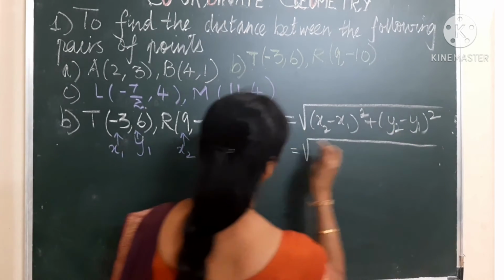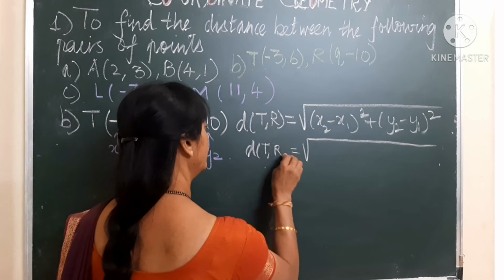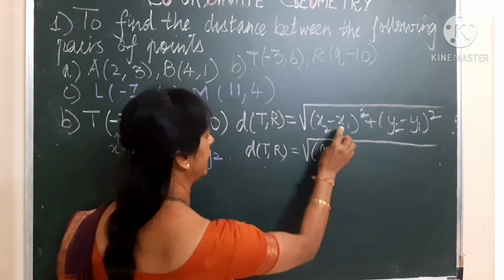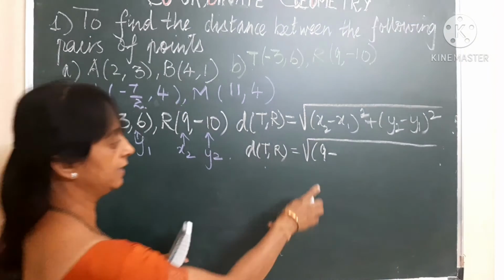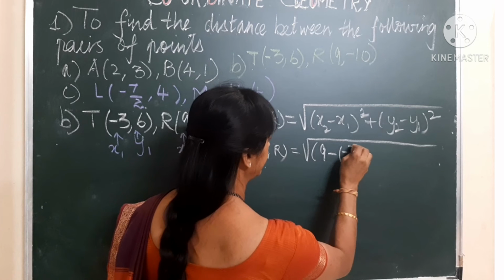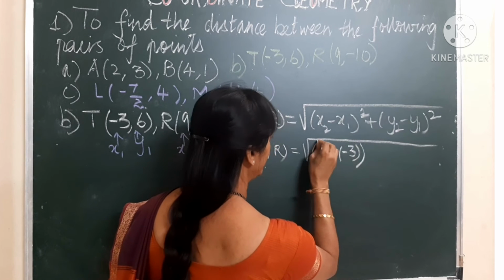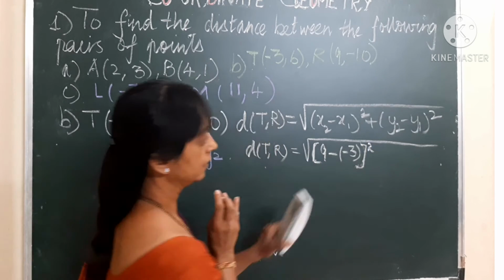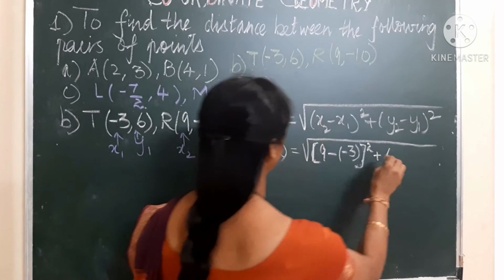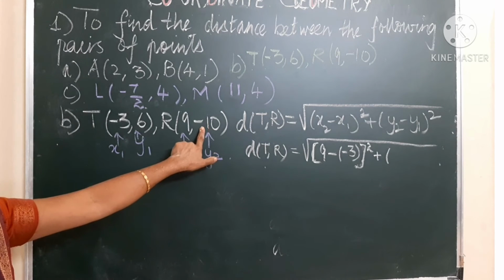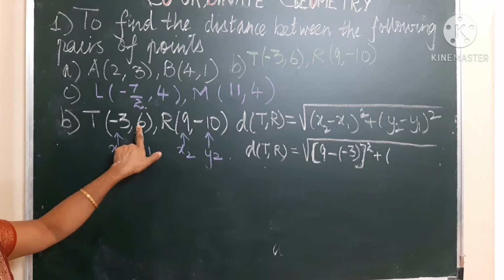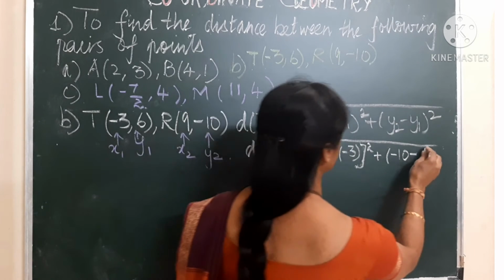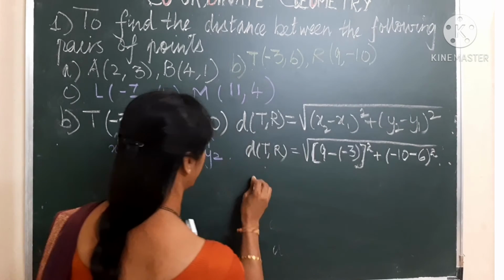So let's substitute in this next step. What is x2? x2 is 9 minus x1 is minus 3. So I'll have to insert a bracket, minus 3. Or you can put a square bracket, the whole square. Plus, let's substitute the value of y2, that is minus 10 minus y1, that is 6. So y2 is minus 10 minus 6, the whole square.